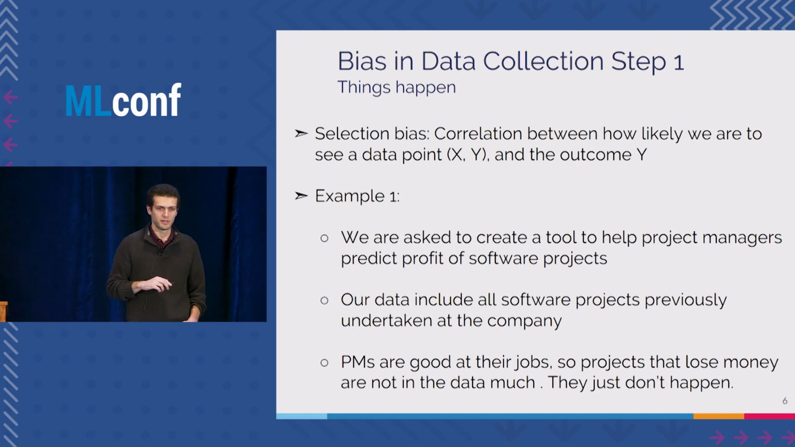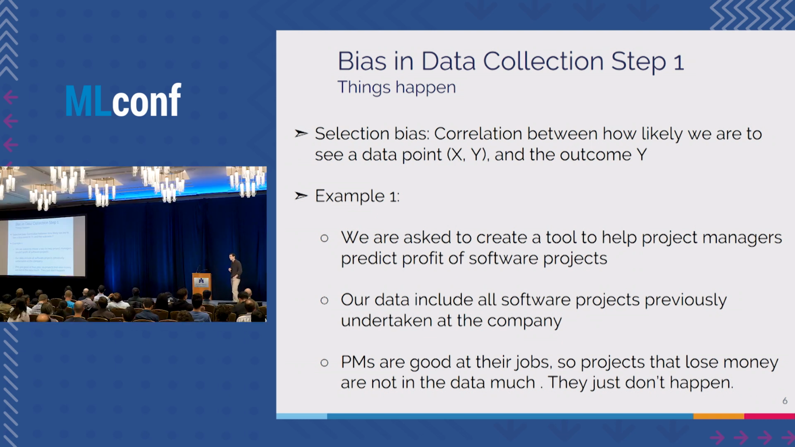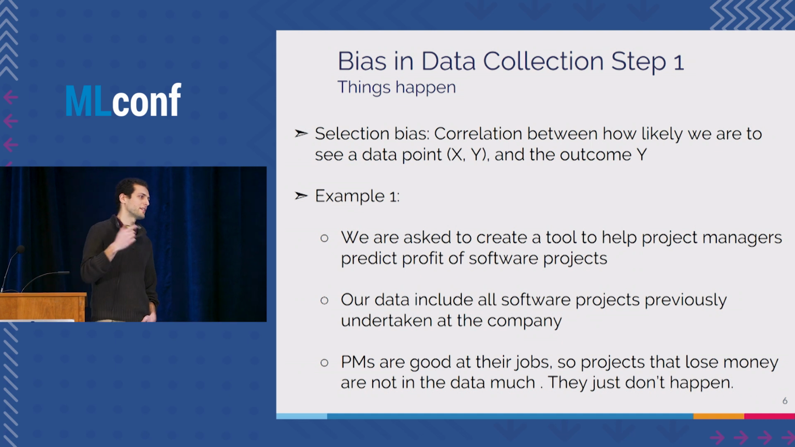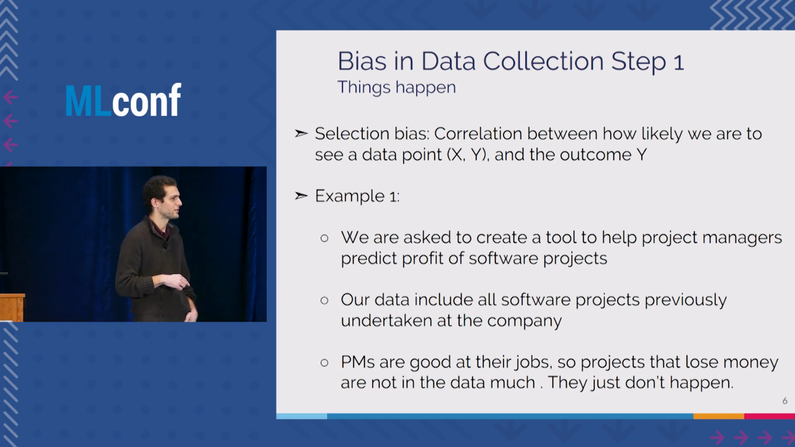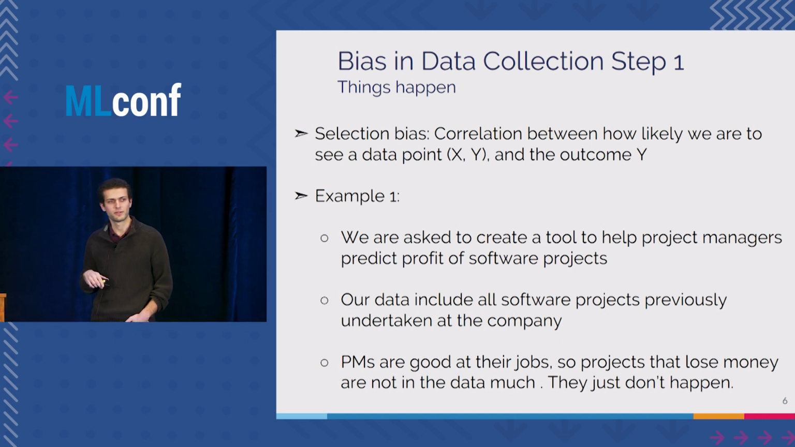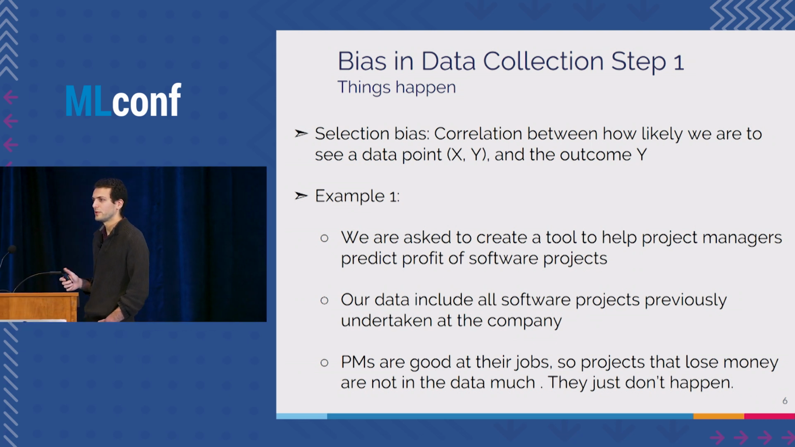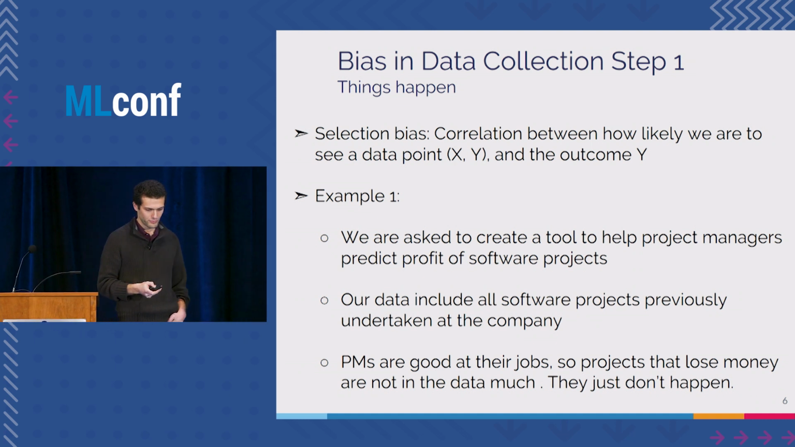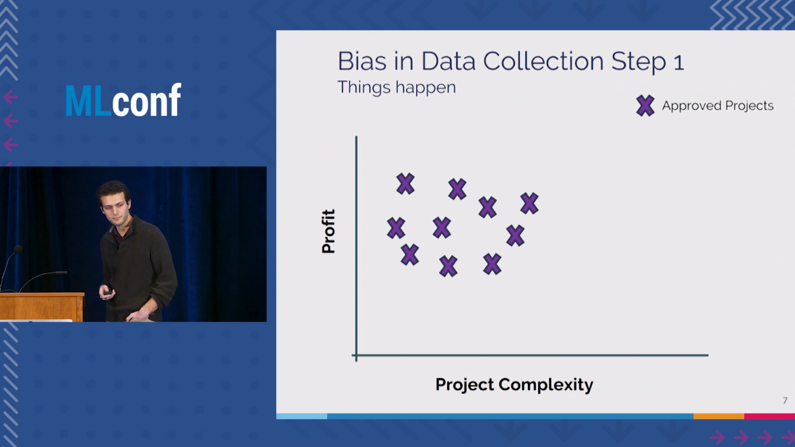Here's an example of how you can get selection bias in step one, before you've even recorded anything. Let's say we're asked to create a tool that helps project managers predict profit for software projects. This kind of stuff happens all the time. Our data include all of the software projects that have ever been undertaken in our company, so we're not missing anything. But it turns out that project managers are pretty good at their jobs, and so we don't get a lot of projects with low profits. So there's a correlation between how likely we are to see something and the outcome. Low profit means we're unlikely to see it, even though we actually do see all of the data that's available.